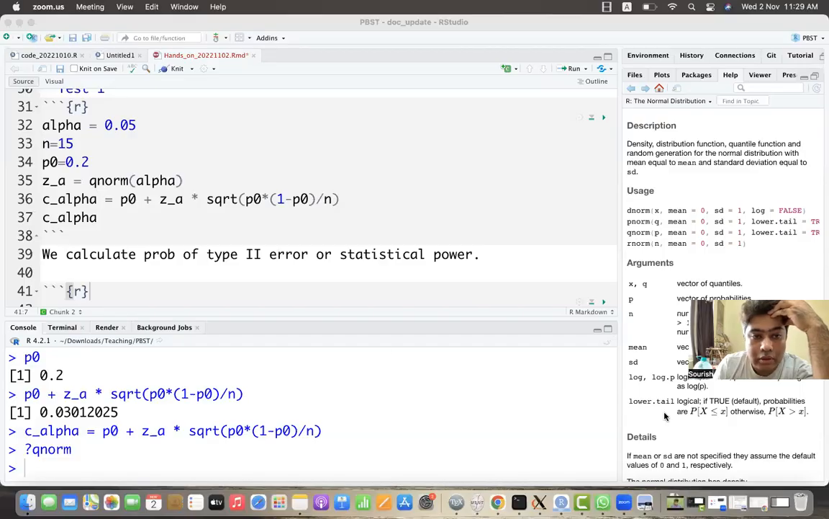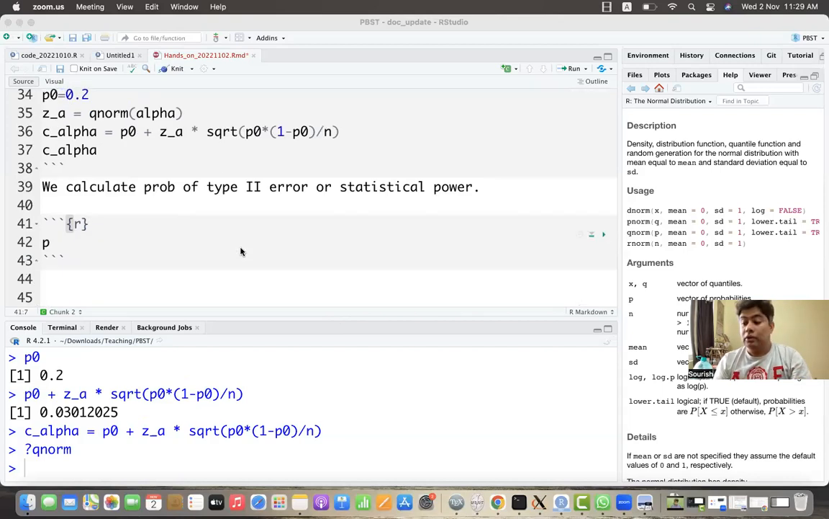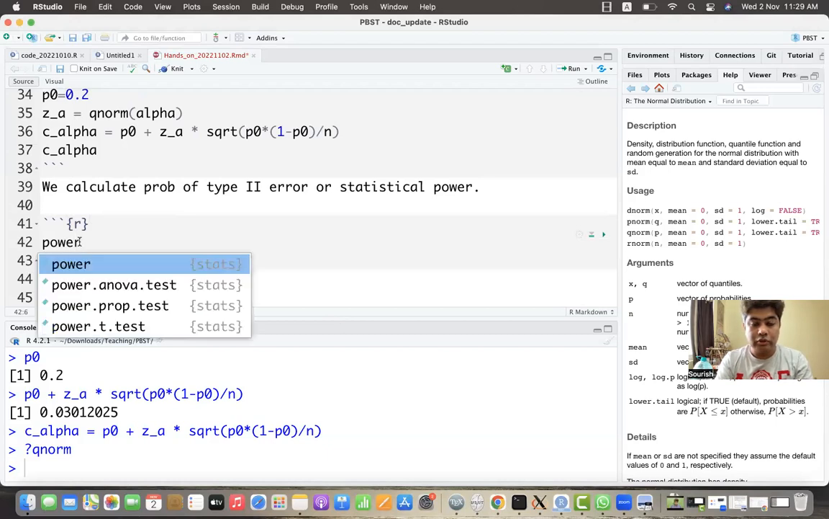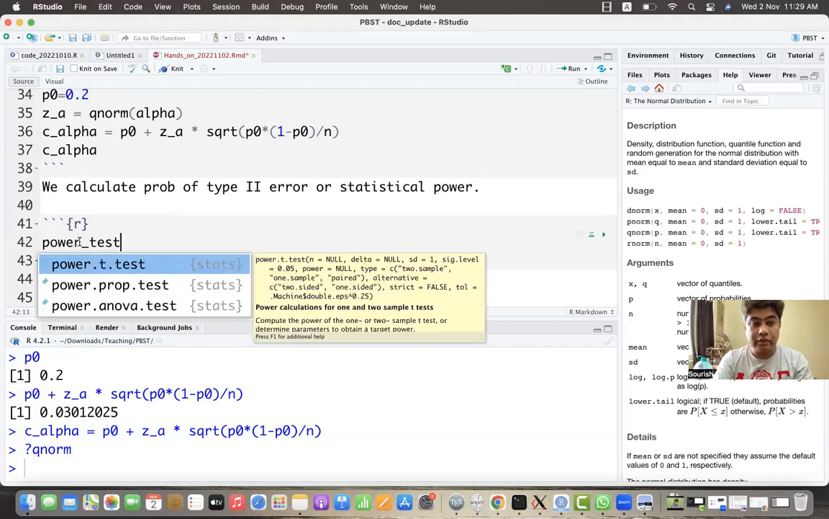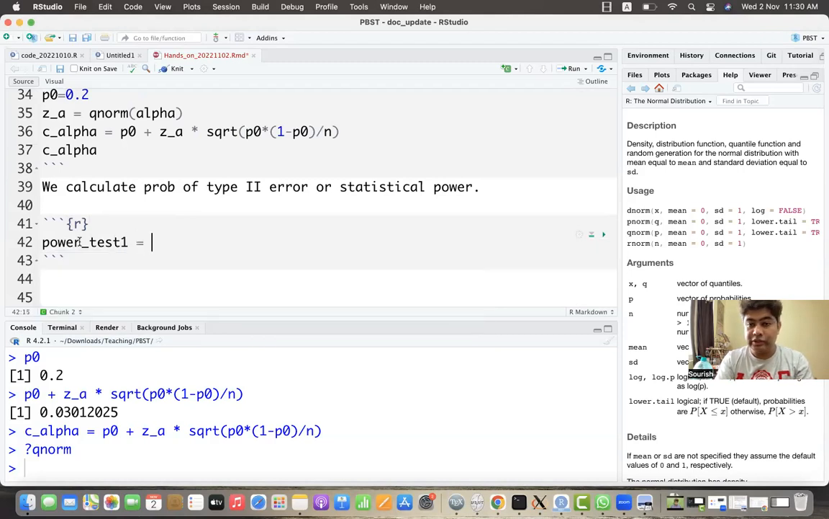Okay, sir. So now I'm looking for power, statistical power. So power of test 1 is essentially P norm.